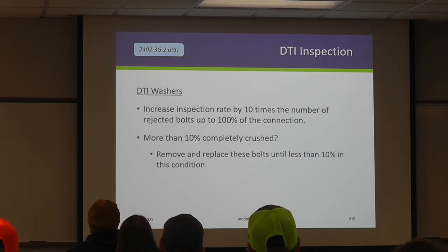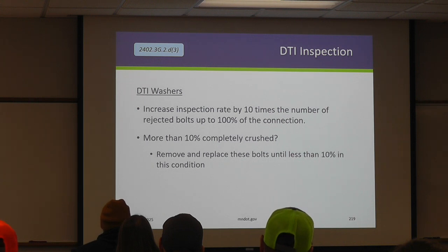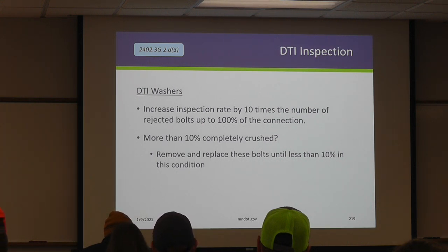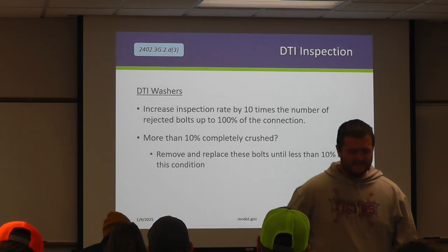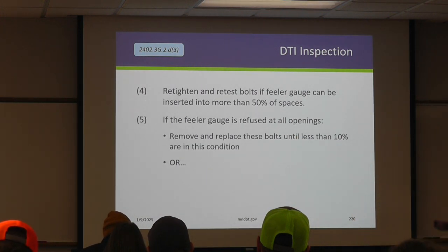So let's say that they're at 15% completely crushed. Our spec book does allow them to just remove down and replace enough to get them within that 10%. So just because they've gone over doesn't mean that they have to replace all of them. We give them that flexibility. Does that make sense? Okay.